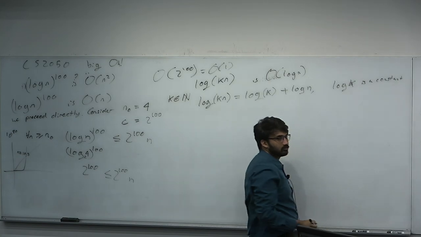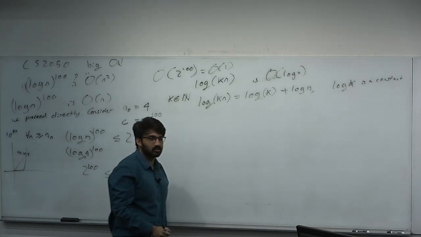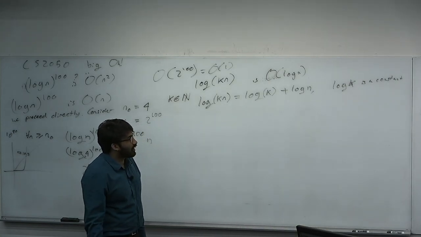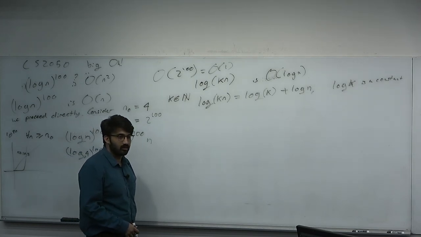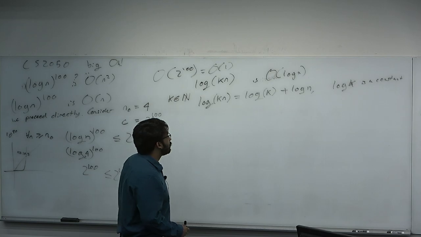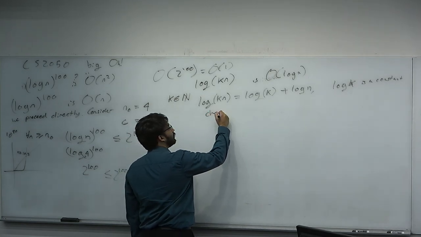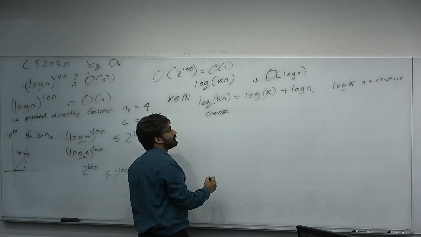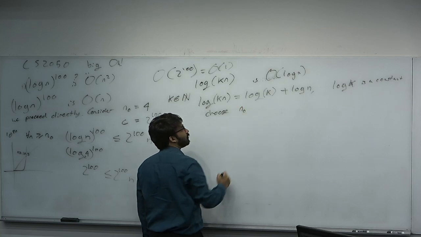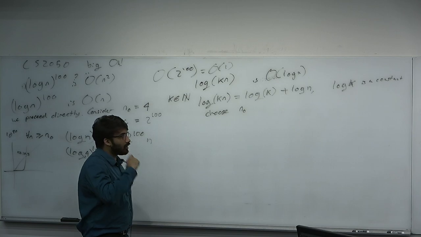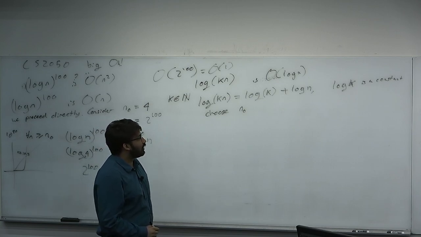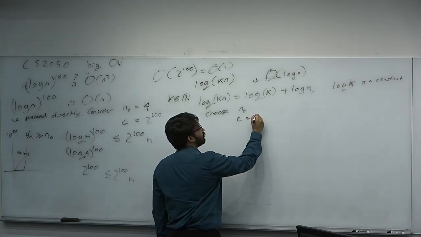It's just like plus 2 or whatever, no matter what that constant is. If k is 2 to the 100, then log of 2 to the 100 is just 100, right? It's not even a big constant. So choose some n naught not way bigger than this. This is not a multiplicative thing, it's an additive thing. Choose some n naught not way in the future. And c to be, let's say, 2, right?